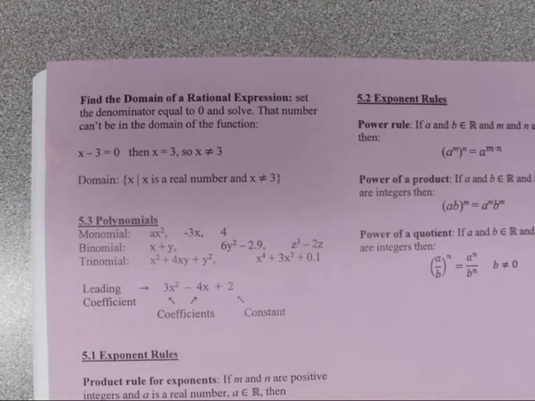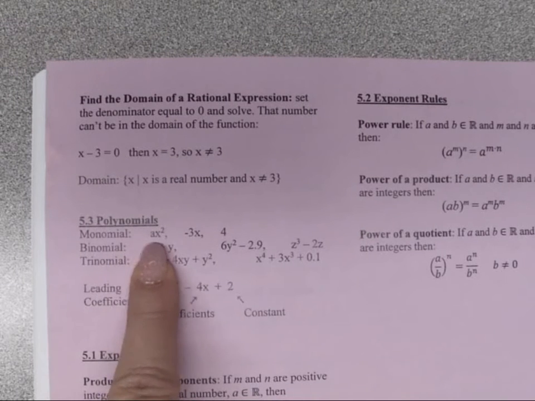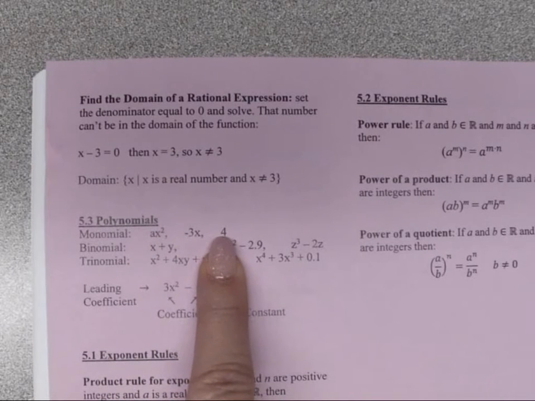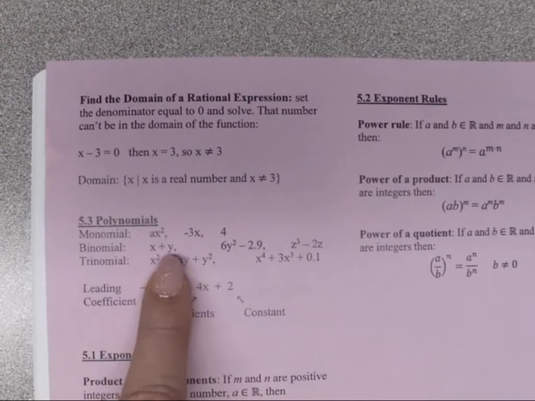So we're going to look at polynomials. There's a couple of things we need to know about polynomials. First of all, this is a monomial. It means it's got one term. It can have a couple of letters. It's still written as one term. This is one term, and that's one term. That's a monomial.